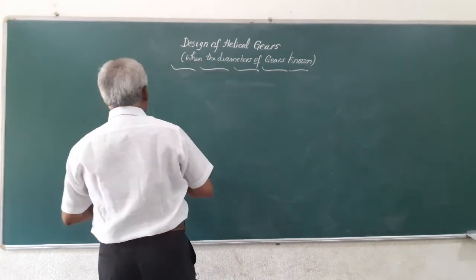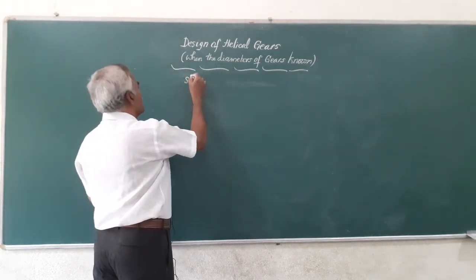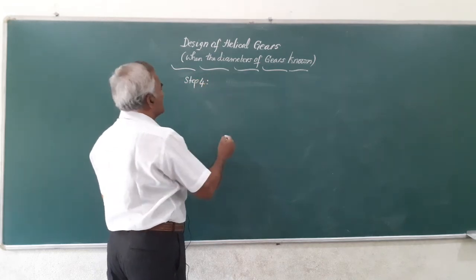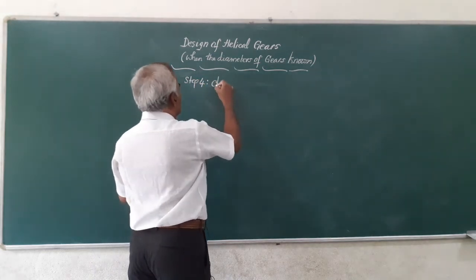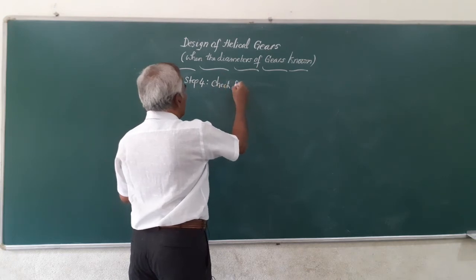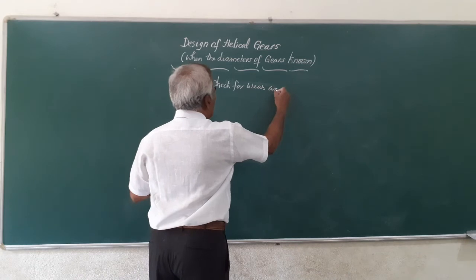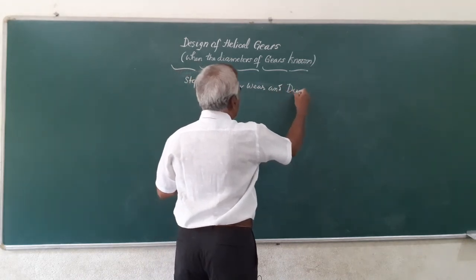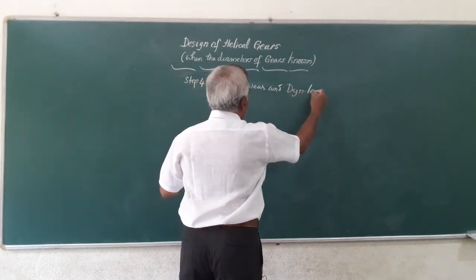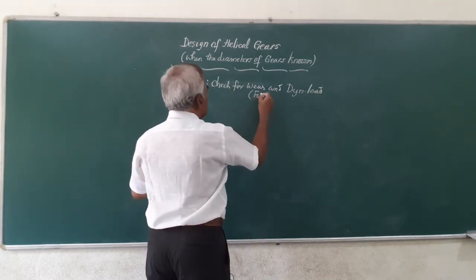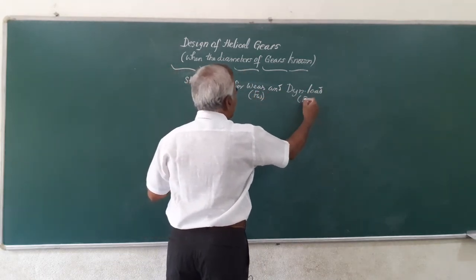Now, in the fourth step, step number 4, which is equally important as our third step, we are going to check for wear and dynamic load. So, this wear load is given by Fw, dynamic load is given by Fd.